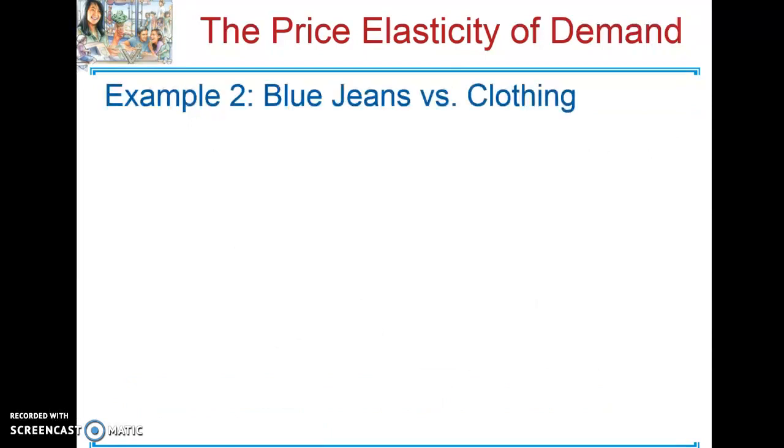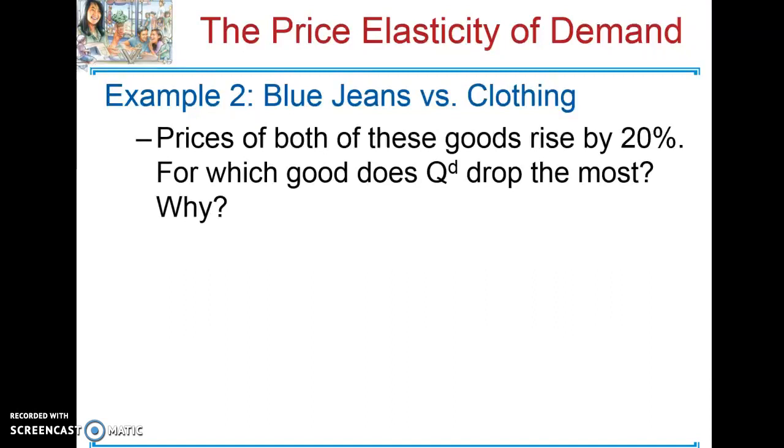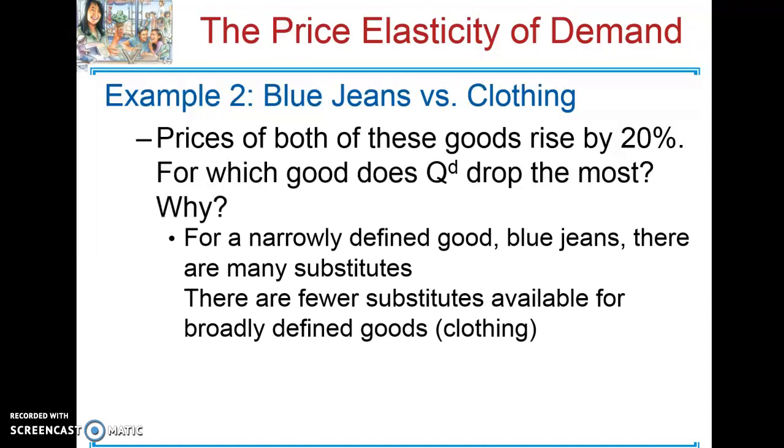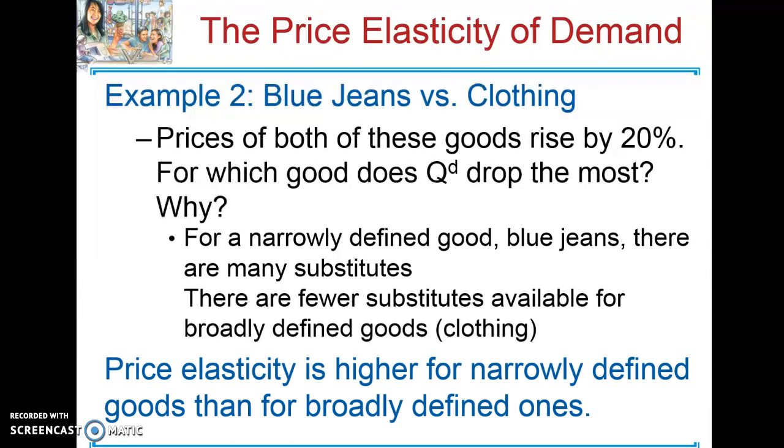Blue jeans versus clothing. If the price of both of these goods rises by 20%, for which good does quantity drop the most and why? If you define a good very narrowly, like blue jeans, you can come up with different substitutes. If you define a good as very broad, such as clothing, there are fewer substitutes for clothing. So the price elasticity is higher for a good that's defined in very narrow terms.